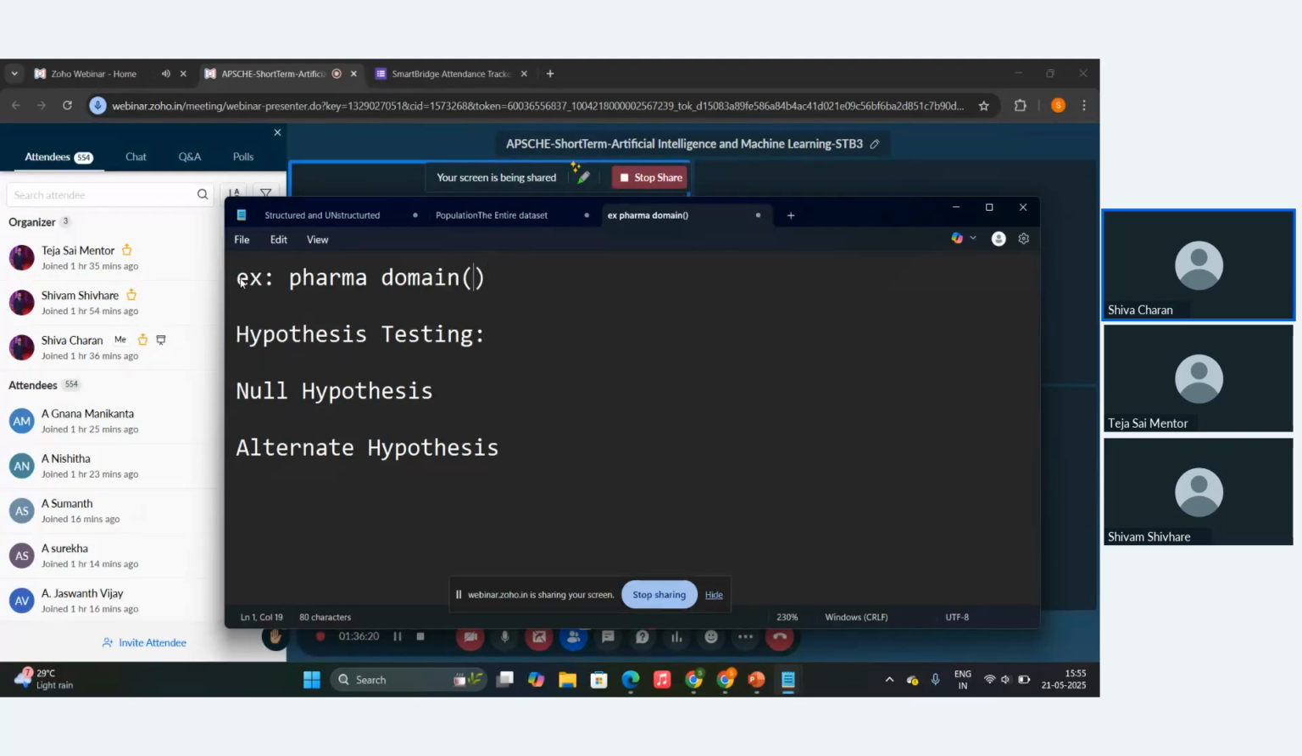We are having data related to a drug. Drug is nothing but a medicine. Pharma calls it a drug, but it is related to a medicine. You can consider paracetamol, or let's consider the COVID vaccine. We'll be doing hypothesis testing whenever we want to prove our point.